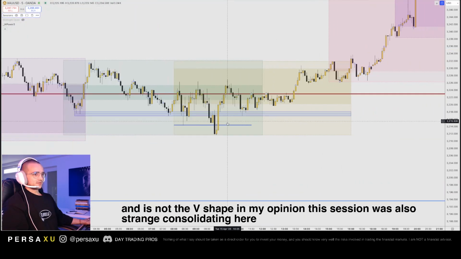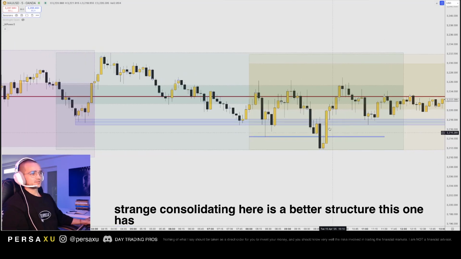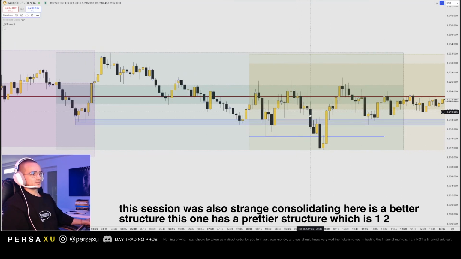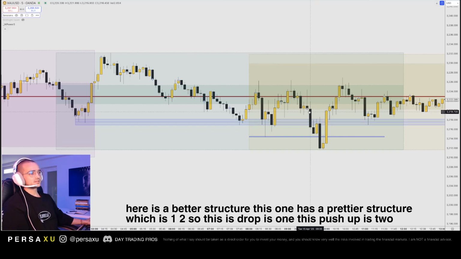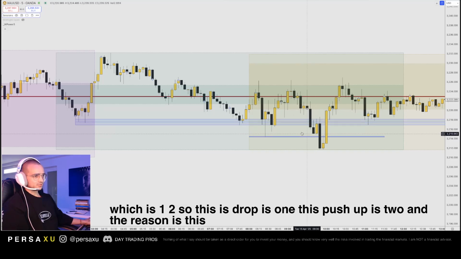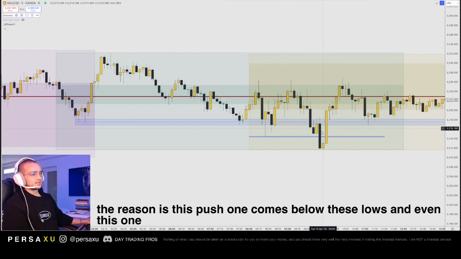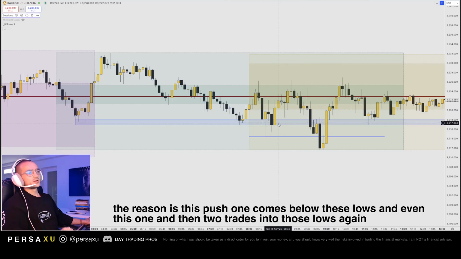Here is a better structure. This one has a prettier structure, which is 1, 2. So this drop is 1, this push up is 2, and the reason is this push 1 comes below these lows, and even this one, and then 2 trades into those lows again, trades back above them.